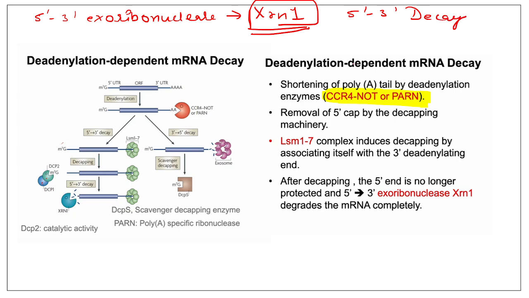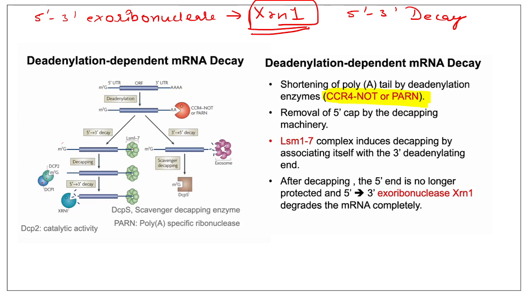Important. Now, this is about 5 prime to 3 prime decay. One thing I forgot to mention is that for the 5 prime to 3 prime decay to happen, first the LSM 1 to 7 complex gets attached at the 3 prime end, and then the decapping happens. So you have to understand this.